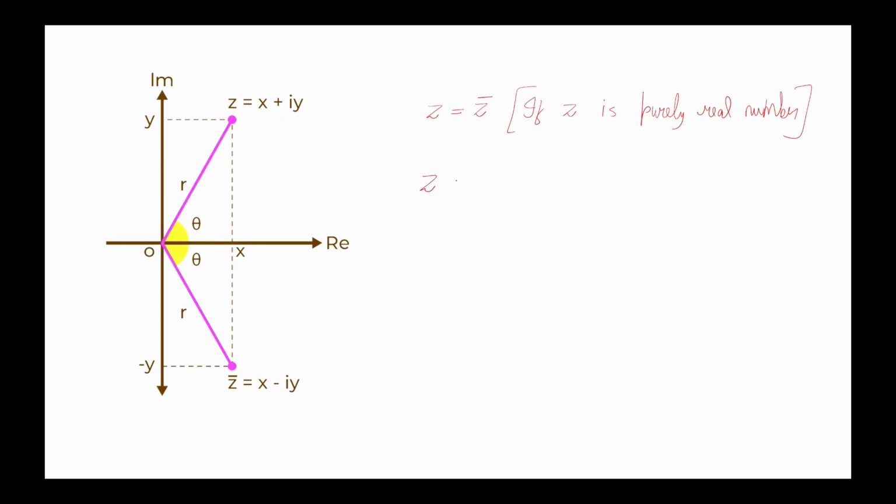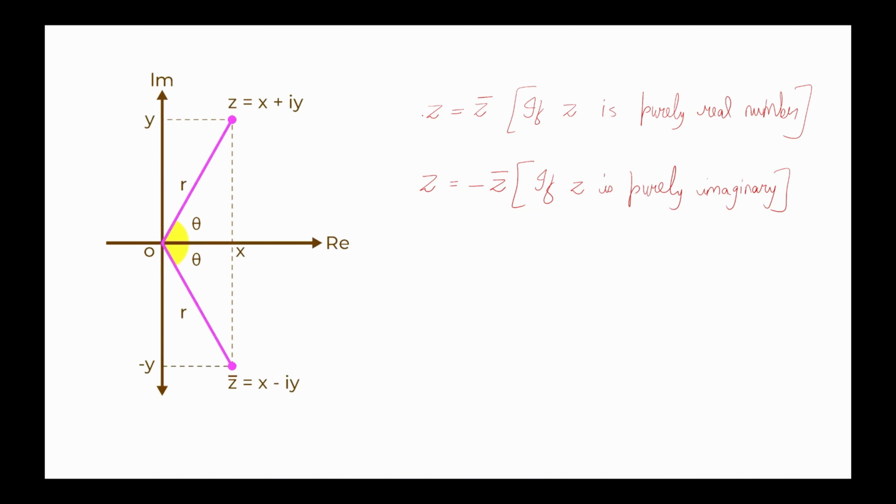And now let's say if my z is equal to minus z bar, that means what I can say is this is possible if z is purely imaginary. So if my z is purely imaginary, that means I can remove the x part, then my z would be equal to iota y and my z bar would be minus iota y. So that means my z is basically equal to minus of z bar. So keep these points in mind.